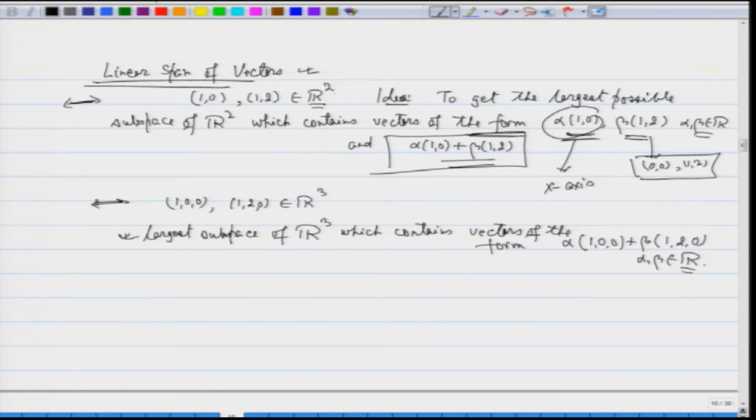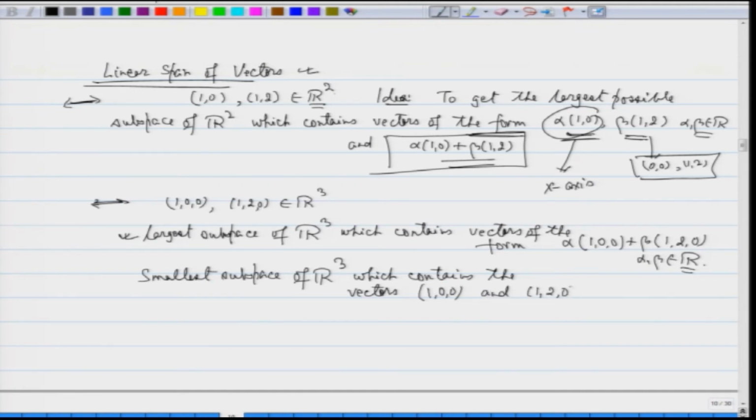This is one way of understanding the largest part. I also want what should correspond to a smallest subspace of R³ which contains the vectors (1, 0, 0) and (1, 2, 0). Here I am talking of a smallest subspace, and here I am talking of the largest subspace. Please understand it, they are very important concepts.